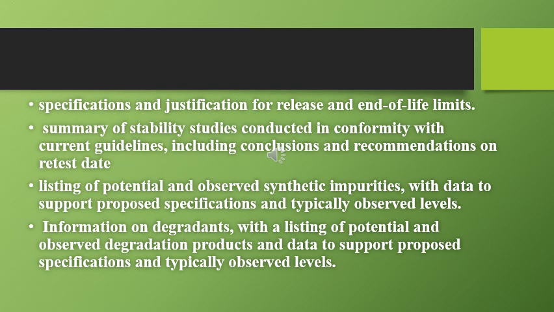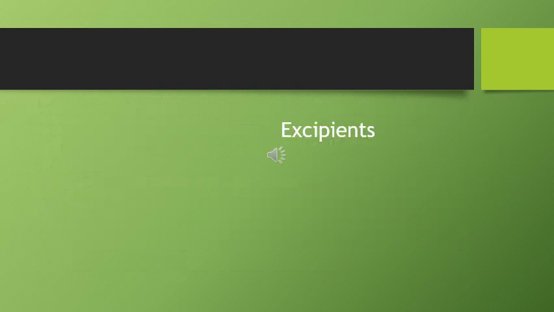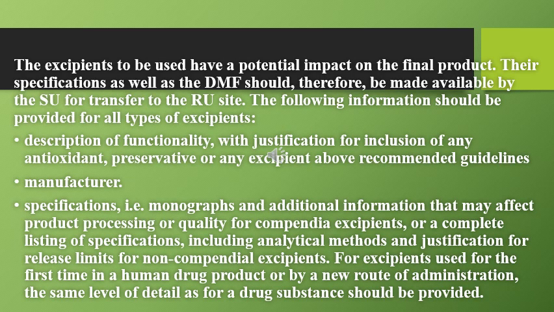Next, we will start with excipients. Second and most important, excipients. Information on the API is very important, and the information regarding excipients is also very important because this is also a very important part of any manufacturing process. The excipients to be used have a potential impact on the final product. Their specification as well as DMF should therefore be made available by the sending unit for transfer to the receiving unit or site. The following information should be provided for all types of excipients.